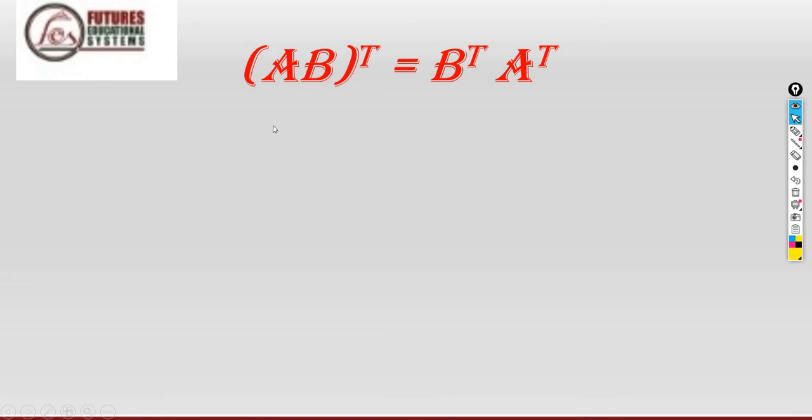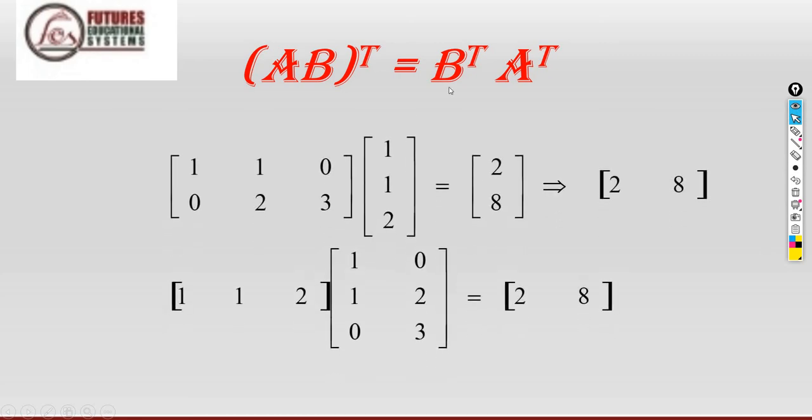If we have two matrices A and B, multiply and take the transpose, it gives me B transpose multiplied by A transpose. That's the matrix A and that's the matrix B. Multiplying the two matrices gives me the column matrix 2, 8. If we transpose, it gives me the row matrix 2 and 8. B transpose multiplied by A transpose gives the same matrix: the row matrix 2 and 8 is equal.